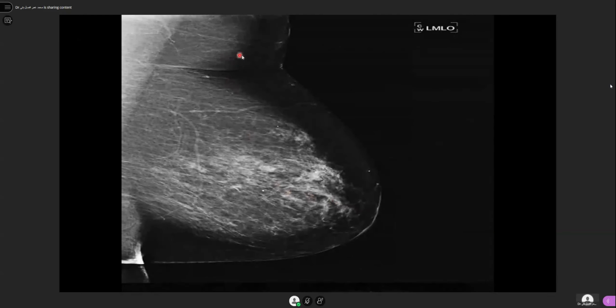Again, this is a mediolateral oblique view. How can we identify it? With the help of the pectoralis major muscle. And you can see that these white areas are the fibroglandular tissue, and surrounding the fibroglandular tissue, this is all fatty breast tissue. And you can see this white line. This white line is skin.